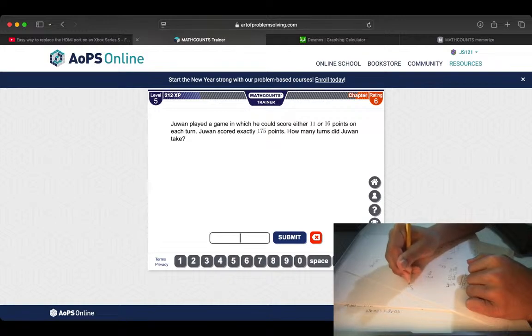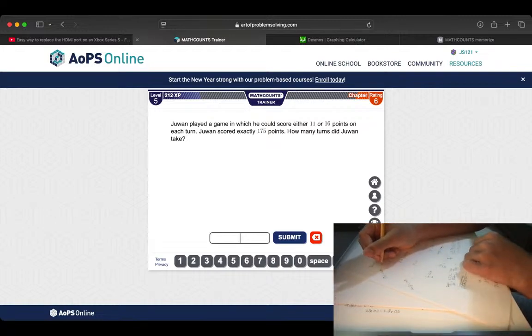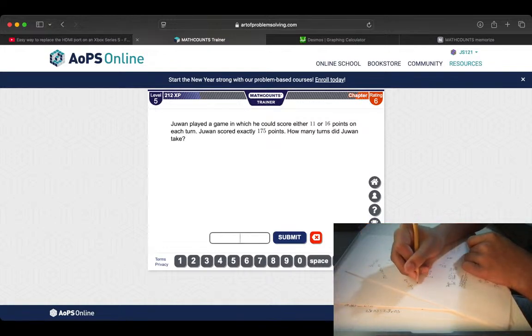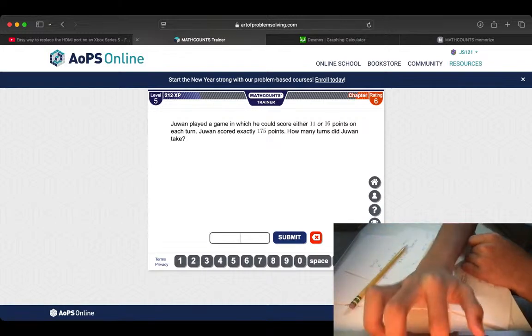Let's try 16 times 8 equals 128. 175 minus 128 is equal to, let's see, 175 minus 130 is equal to 45. Okay, so we have 47. Nope, that was not it. 9 equals 16. Wait, hold on.